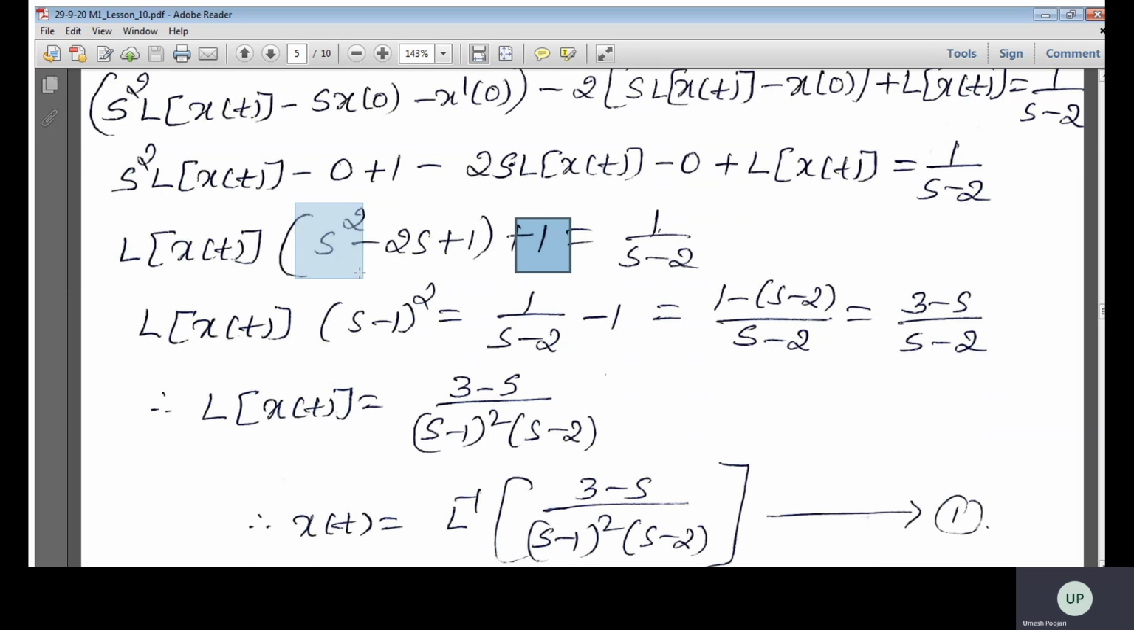Then see this s square minus 2s plus 1. It is in the form of a square minus 2ab plus b square, where a is s and b is 1. So we can write it in the form of a minus b whole square.